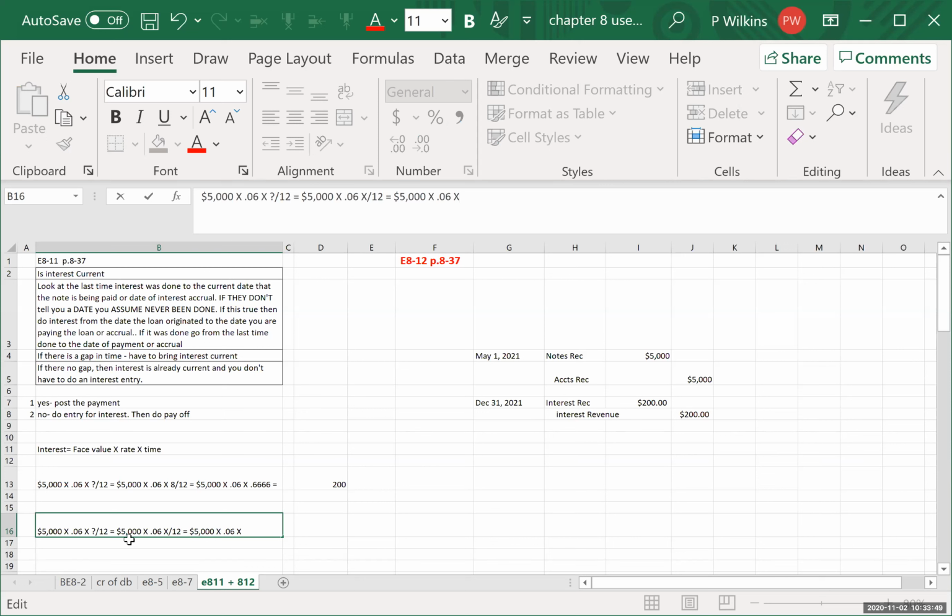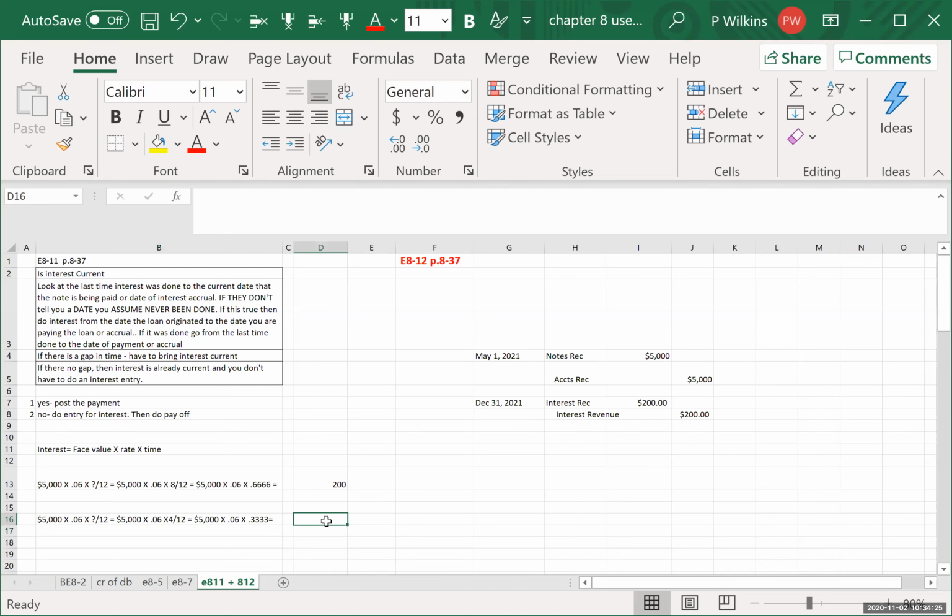So let's see. We last did December 31. So we have to do all of January, all of February, all of March, and all of April. None of May because we're paying it on May 1. So that makes it 4/12ths. And 4 divided by 12 is 0.3333. So $5,000 times 0.06 times 0.3333 is $100, right?